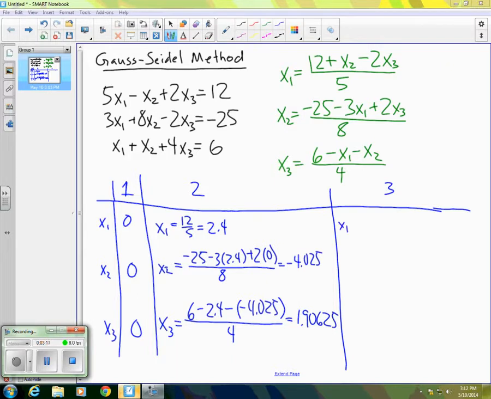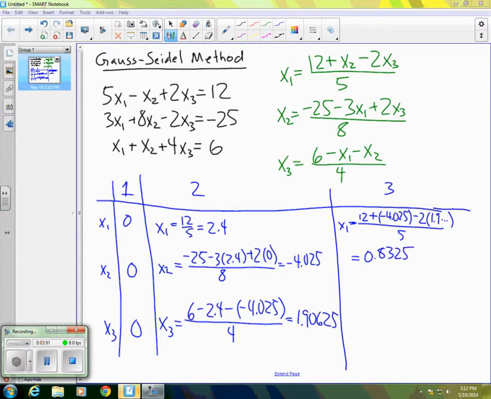So x1 is going to be 12 plus the most recent x2, which from our previous step is negative 4.025, and then minus 2 times our most recent x3, which is 1.90625. It's all divided by 5, and that comes out to be 0.8325.